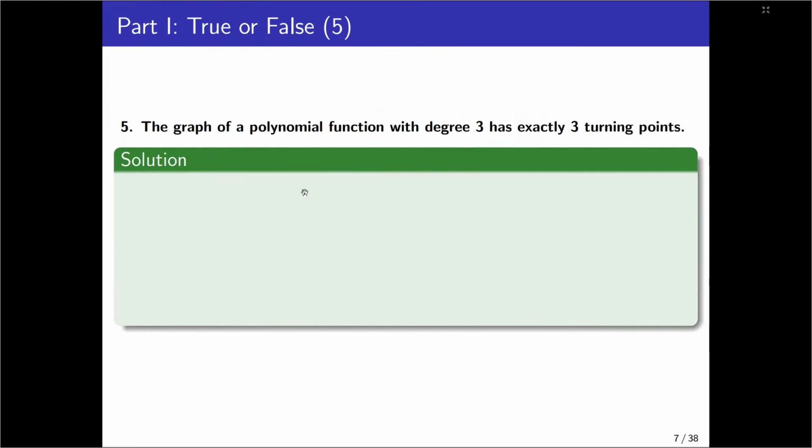Question number 5. The graph of a polynomial function with degree 3 has exactly 3 turning points.